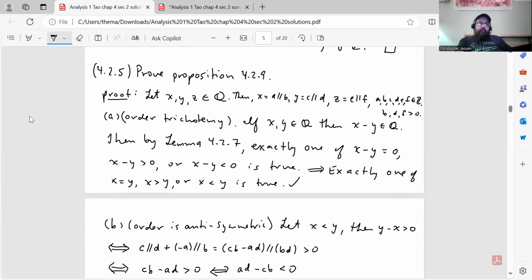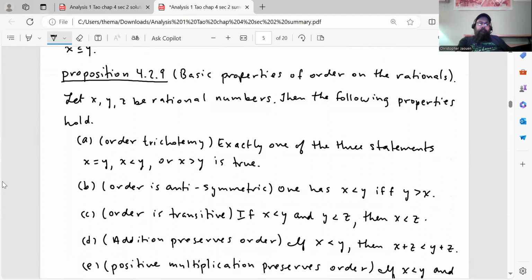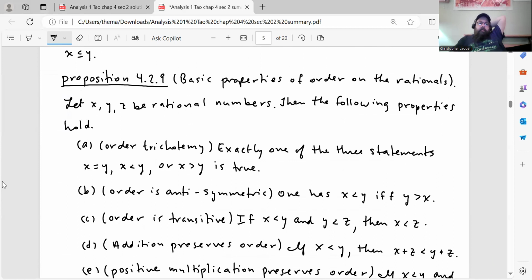Okay. For exercise 4.2.5, here Tao wants us to prove proposition 4.2.9. Let me bring that up so we know what it says. All right, this proposition deals with the basic properties of order on the rationals, and we'll do them one at a time because there's a bunch of them. Let X, Y, Z be rational numbers, then the following properties hold. So we'll do order trichotomy first, and we'll just go down the list.